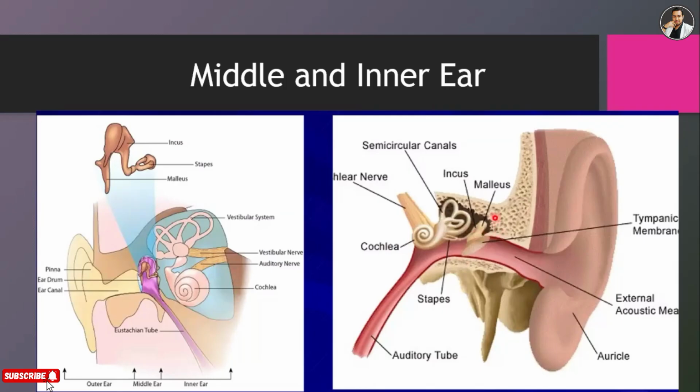The second image is the clearer one. This is the cochlea, and this is the semicircular canal. This is the tympanic membrane, and these are the smallest bones of the ear. And this is the nerve, the cochlear nerve.